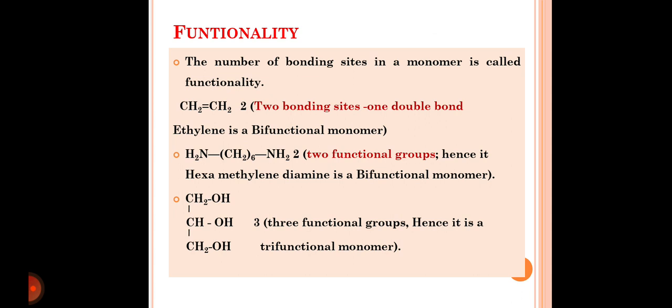So functionality: the number of bonding sites in a monomer is termed as functionality. So ethylene has 2 since it is a bifunctional monomer. Similarly, when we consider hexamethylene diamine, it has functionality of 2. Similarly, ethylene glycol, which has 3 functionality.